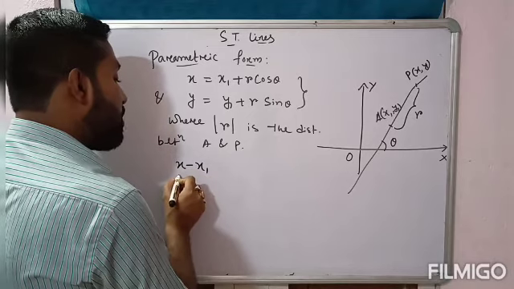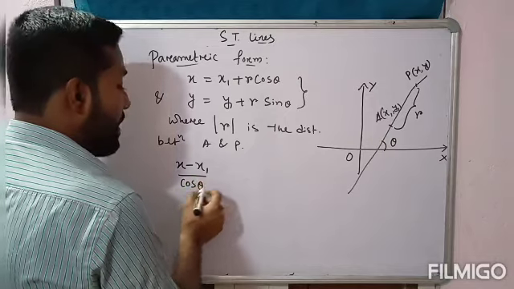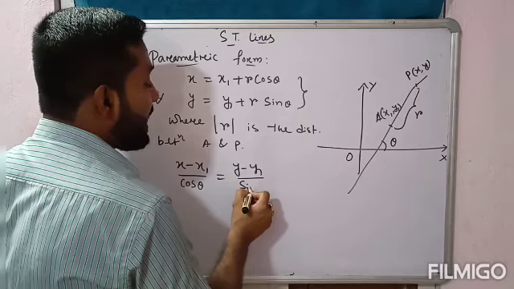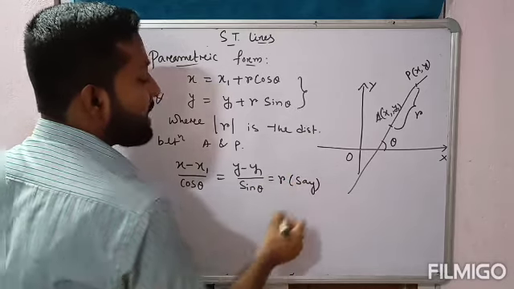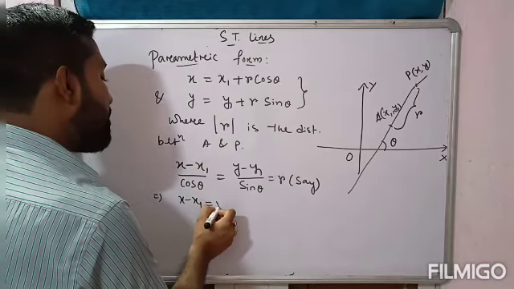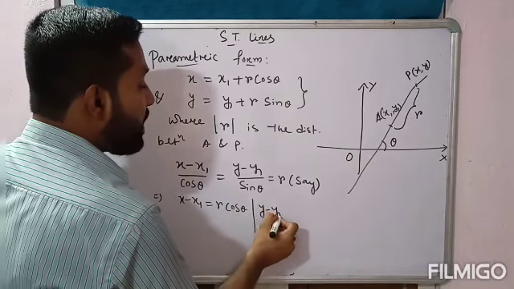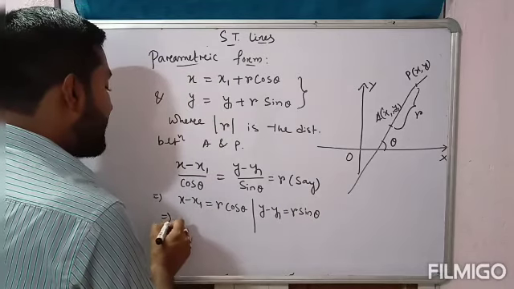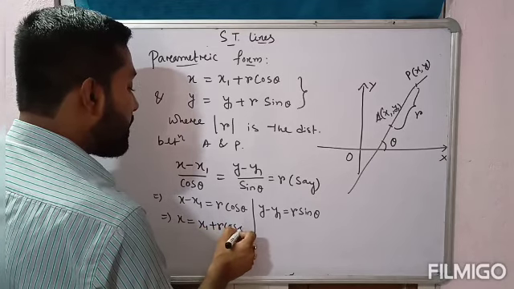We know the equation of a line in symmetric form is x minus x1 by cos theta is equal to y minus y1 by sin theta. This is equal to say r. Therefore, x minus x1 is equal to r cos theta. Y minus y1 is equal to r sin theta. Or it can be written as x equal to x1 plus r cos theta.